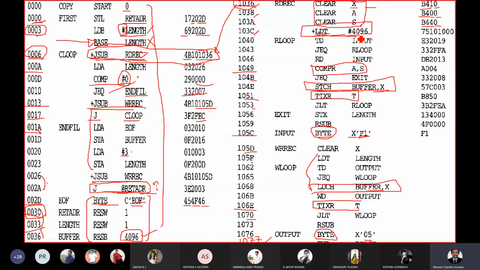Guys, did you understand this? How did you get 01000 as the address for this 4096?